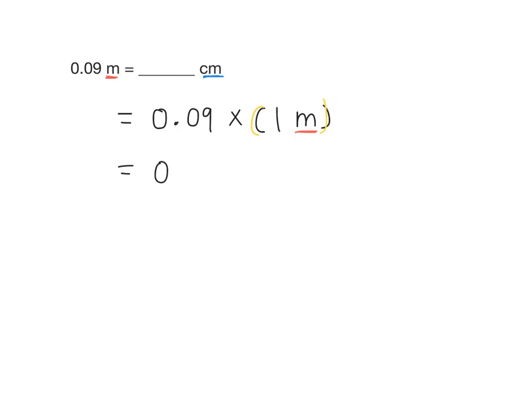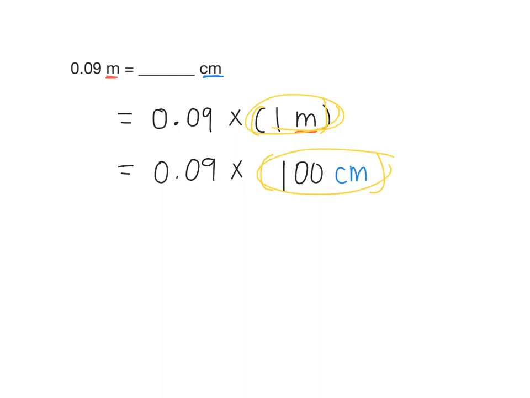Okay, this is still equal to 0.09 copies of, and now in my parentheses, I want to change it to my new units, which is centimeters. Well, I need to know how many centimeters are in 1 meter so that whatever is inside my parentheses will be equal. I know that there are 100 centimeters in 1 meter. So everything, once again, everything inside my parentheses is equivalent.